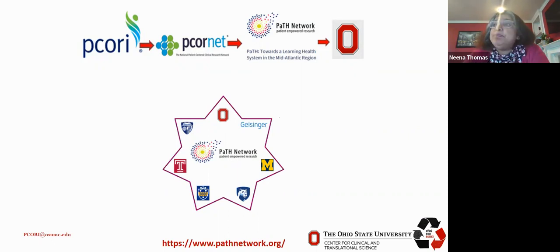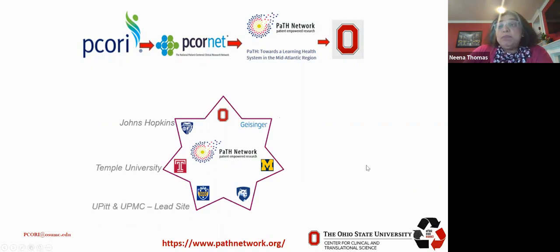This image shows how we are part of the PCORI consortium. So Ohio State is part of the PaTH network, which is one of the clinical research networks in PCORnet, which is the distributed research network of PCORI. So that is how OSU becomes part of the PCORI-PCORnet consortium. Here, what I'm representing is all the members in the PaTH network. Our partner sites are Johns Hopkins, Temple, Pittsburgh, which is the lead site in the PaTH network, Penn State, Michigan, Geisinger, and Ohio State.